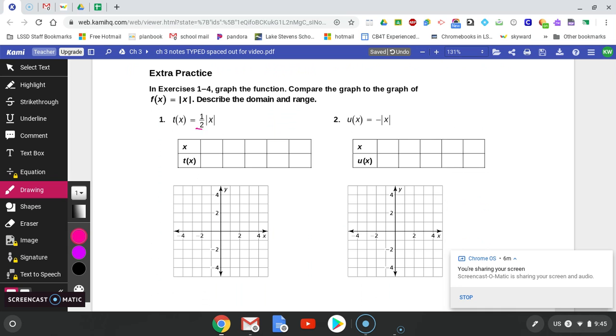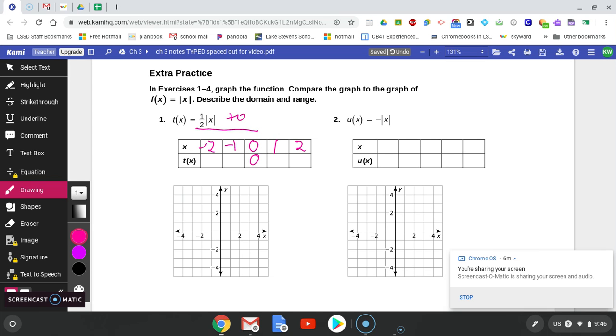So where would my vertex be on this one? Well, if I set x equal to 0, what's inside the absolute value, I can see my x-coordinate is 0. There's nothing being added or subtracted here, which means my y-coordinate is also 0. So then I pick two numbers bigger and two numbers smaller, and then I'm going to plug those numbers in.